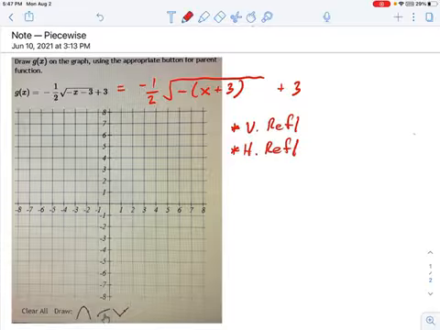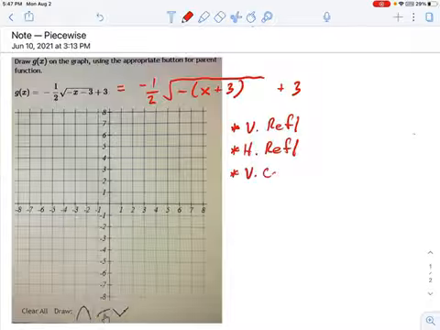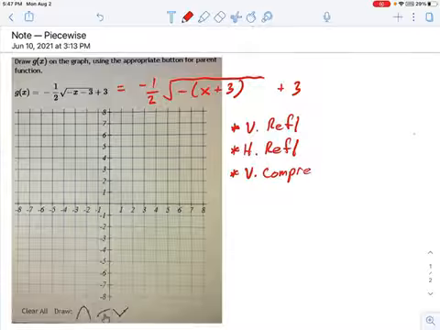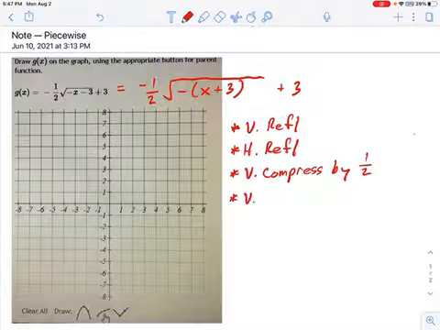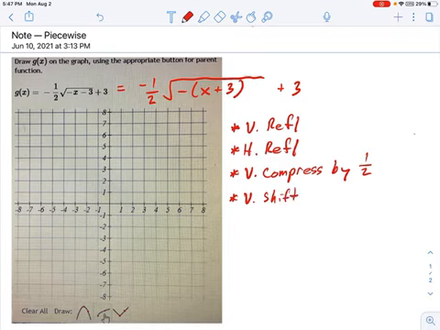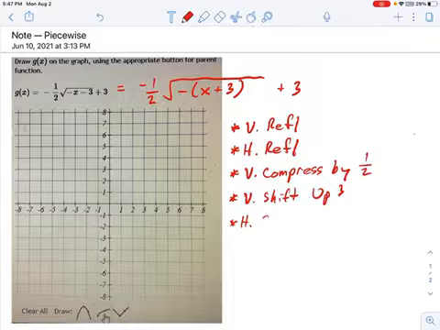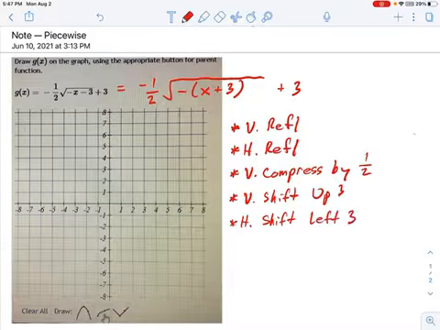I've got, what else? I've got a vertical compression by a factor of 1/2. And there are two shifts going on. There is a vertical shift up by 3, and there is a horizontal shift. Since we factored out that negative sign, we know that this horizontal shift is really going left by 3. Okay? And now you just have to draw it.